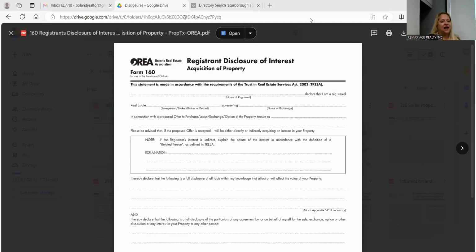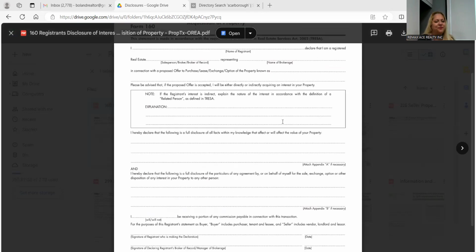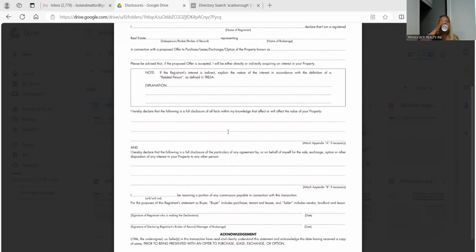You just fill them out and say I, and then you put your name there, declare that I am a registered real estate salesperson or broker at Remax Ace. Then down here, you put the property address and your explanations. Normally you would put: I am a registered real estate representative or broker, and I am related to the buyer. I am a registered real estate broker, and I also own the property or own part of it, or am in part ownership of the corporation that owns the property. Or I am also the landlord of the property. Whatever transaction you're doing, rental, purchase, or sale, you're going to be filling out this form if you have any kind of interaction, whether it's your wife or your cousin involved in the transaction.